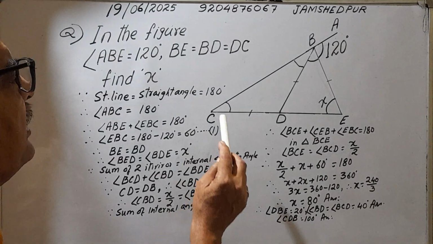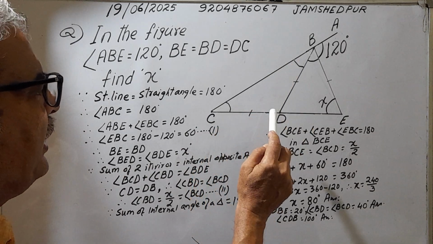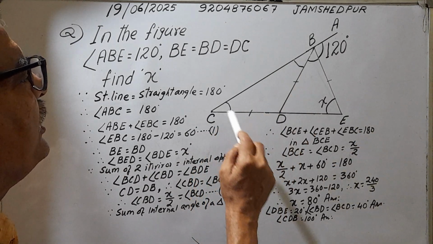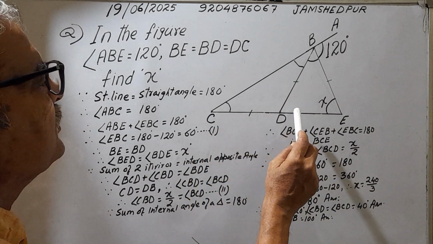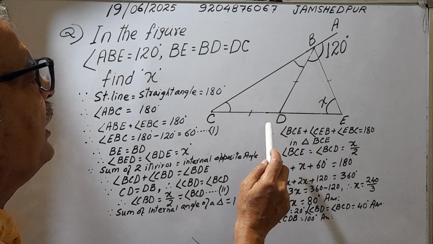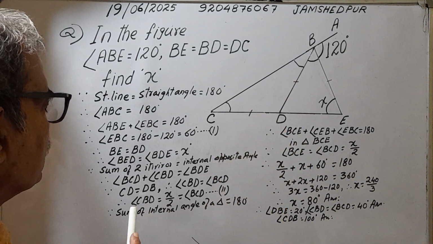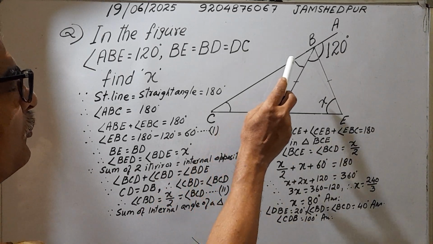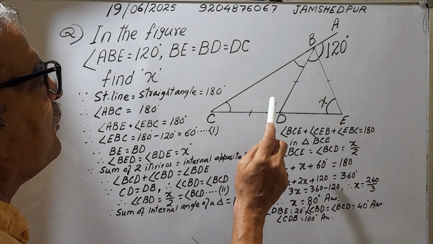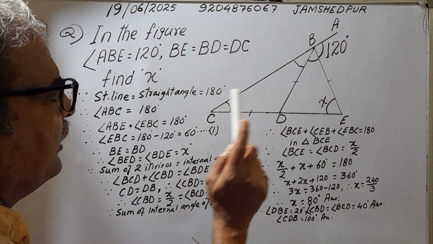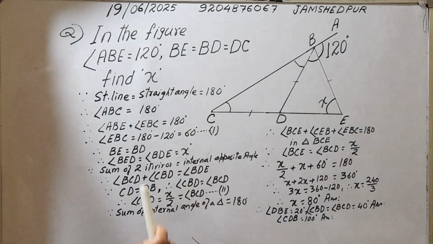Now the angles CBD and BCD sum to X. Therefore CBD or BCD equal to X by 2, I have written here. Because the sum of two interior angles is equal to the opposite exterior angle. Remember it. It is in geometry.